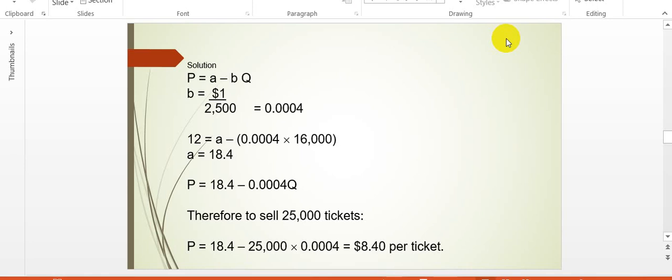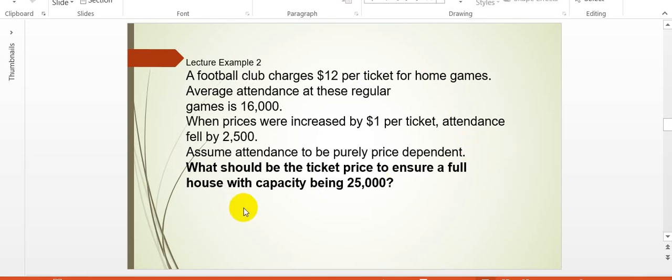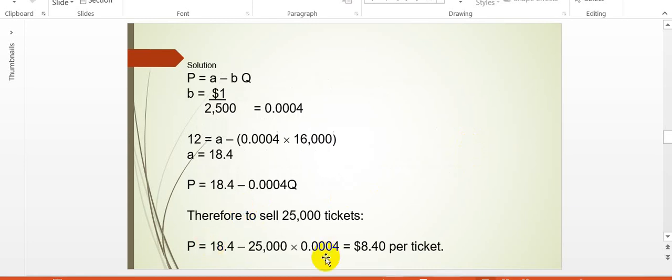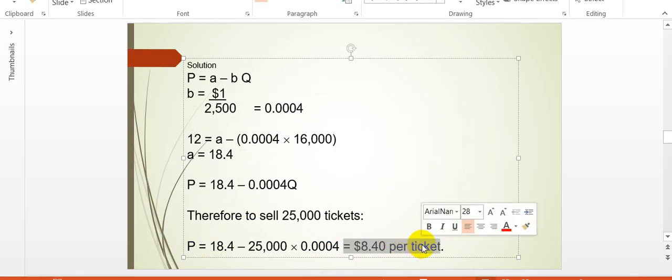So we substitute in the demand function formula. 12 equals A minus 0.0004 times 16, which is our Q in thousands, which gives us our A as 18.4. We can now substitute the 18.4 in the demand function formula to compute what we are being asked. So we want a price which will enable us to fill this 25,000 seating capacity of the stadium. So we substitute Q with 25. So the selling price that will fill the stadium to capacity will be if we sold the tickets at $8.40 per ticket.